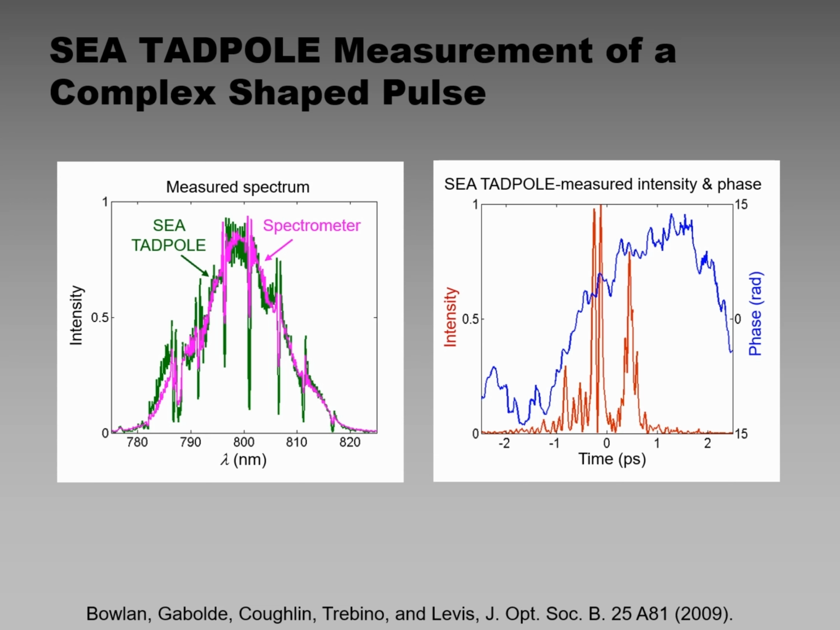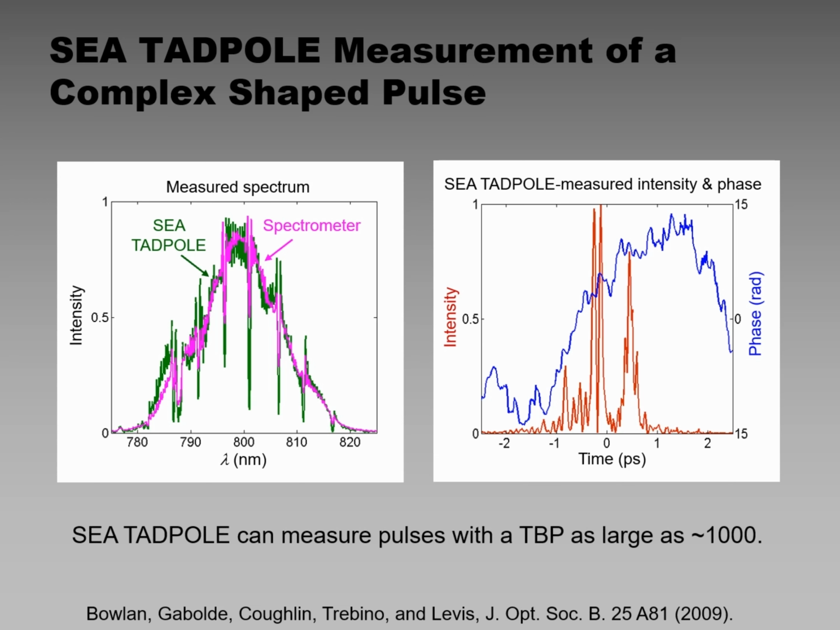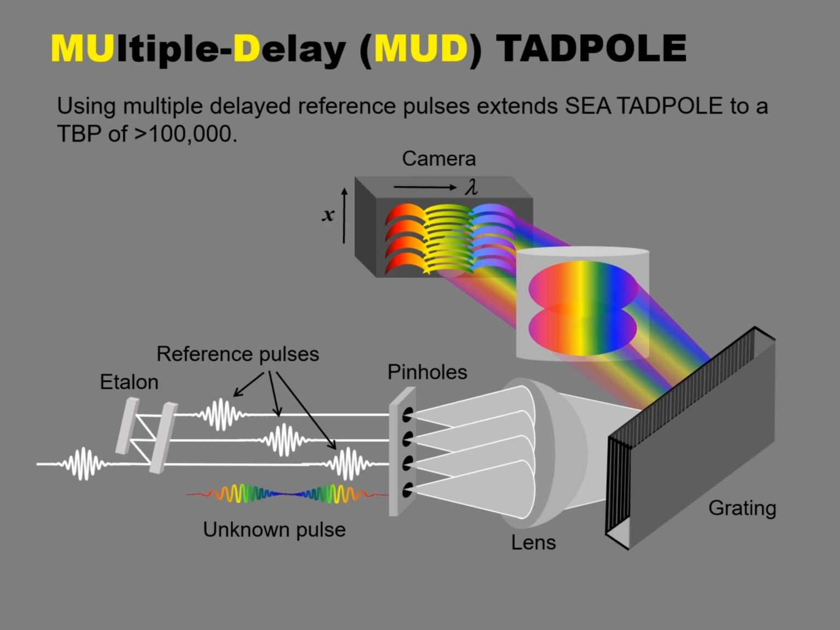C-TADPOLE can measure pulses with time bandwidth products as large as about 1,000. It's possible to measure even more complex pulses using a variation of C-TADPOLE that we call MUD TADPOLE. It uses many reference pulses, each with a different delay. It can be done on a single or multi-shot basis. This schematic is of a single-shot version.